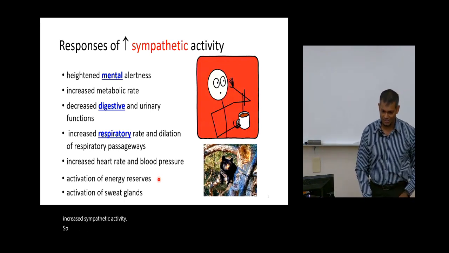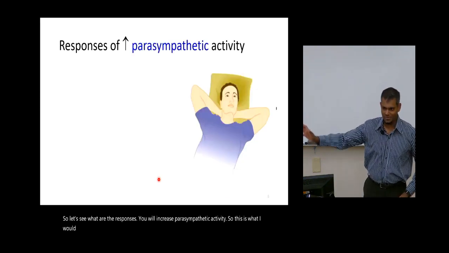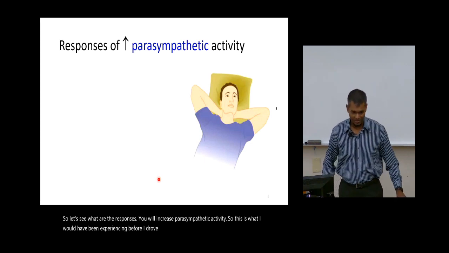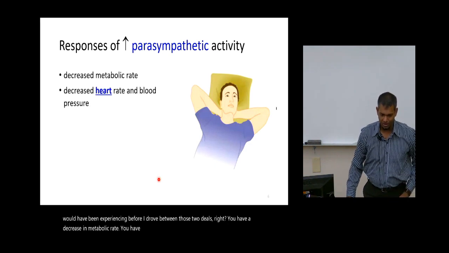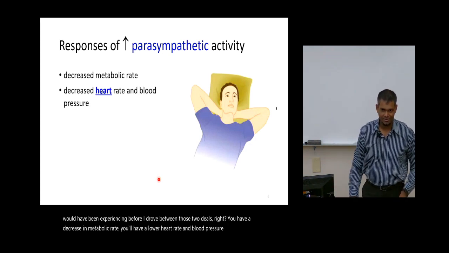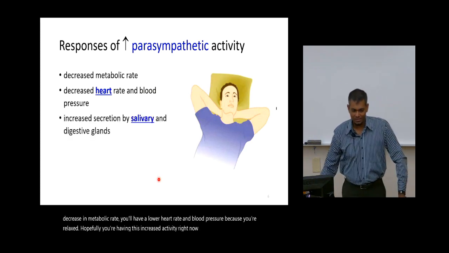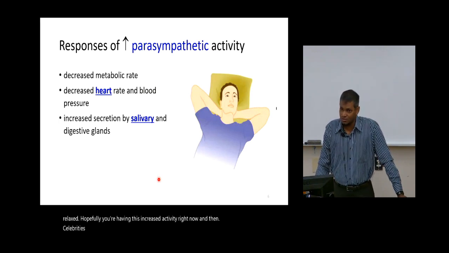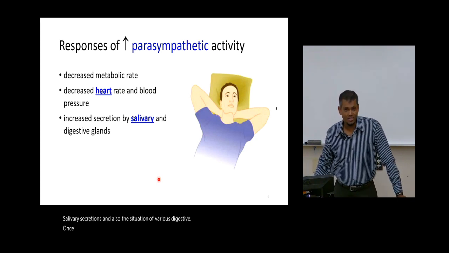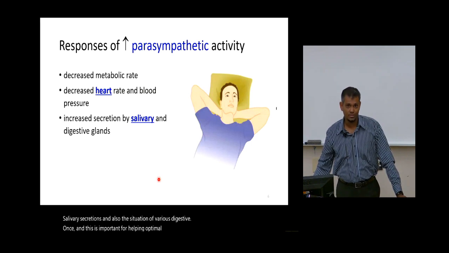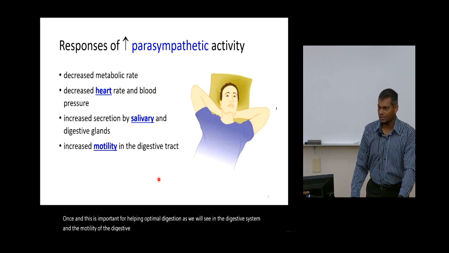So let's see what the responses are during increased parasympathetic activity. This is what I would have been experiencing before I drove between those two deer. Right? You have a decrease in metabolic rate. You'll have a lower heart rate and blood pressure because you're all relaxed. Hopefully you're all having this increased parasympathetic activity right now. And then there will be an increase in salivary secretions and also the secretion of various digestive glands. And this is important for helping optimal digestion, as we will see in the digestive system. And the motility of the digestive tract will increase as well.